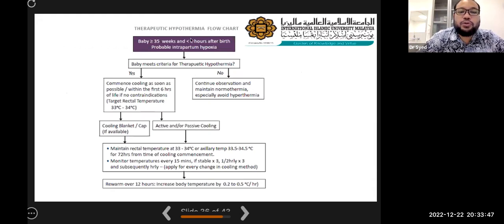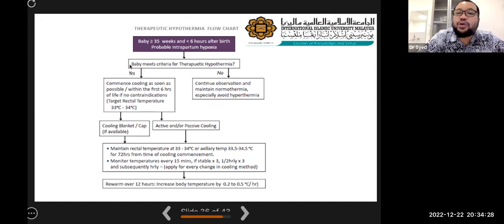So let's look. This is again from the pediatric protocol. If baby is more than 35 weeks, less than 6 hours, again 6 hours is where your delayed phase happens, your mitochondrial dysfunction, caspase activation. So we need to start this before the delayed phase. So more than 35 weeks, less than 6 hours, and probable intrapartum hypoxia. So there should be a sentinel event. Baby meets criteria, yes or no? If no, then we continue to observe. If yes, we commence cooling.